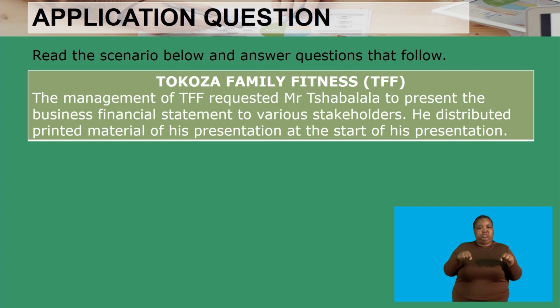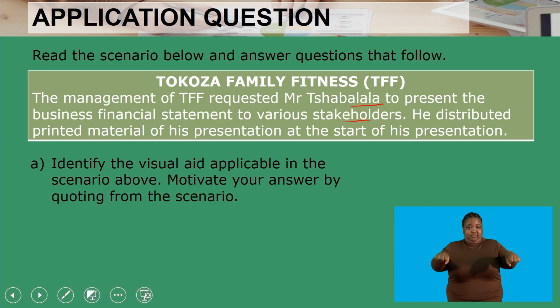The management of TFF, which is Thokoza Family Fitness, requested Mr. Chabalala to present the business financial statements to various stakeholders. He distributed printed material of his presentation at the start of his presentation. That is your scenario over there.